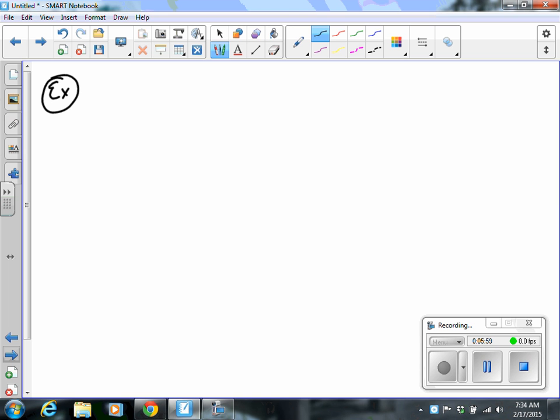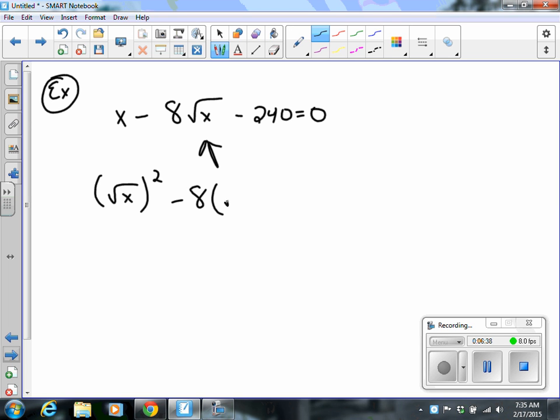Let's say, though, that I have x minus 8 square root x minus 240 equals 0. In case you haven't picked this up yet, the whole goal, or what our x value is for our quadratic program, is generally this one right here. So I know then that the square root of x squared is going to be that front term. Like I said, it's generally with your b, if you can manipulate it to figure that out. So minus 8 square root x minus 240 equals 0.